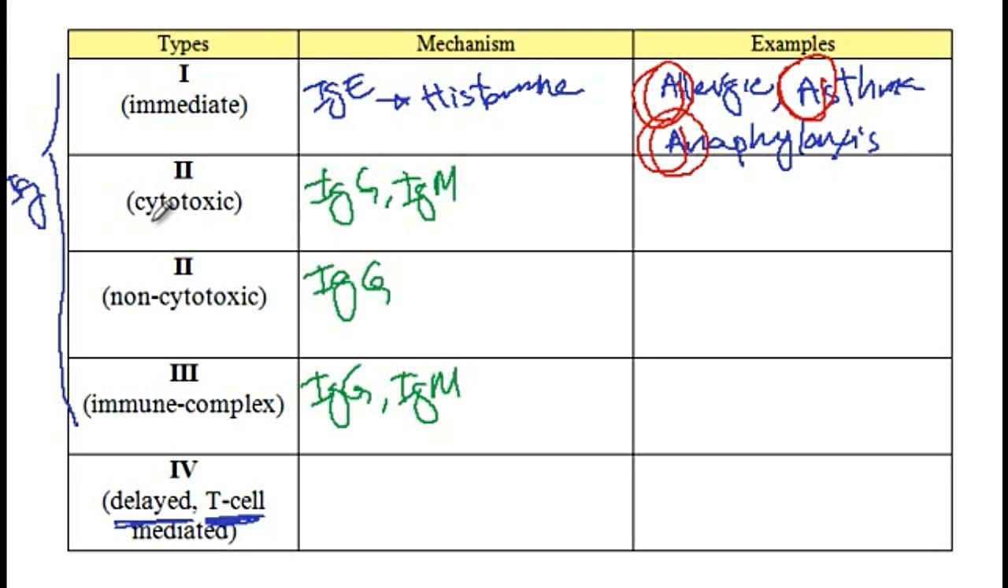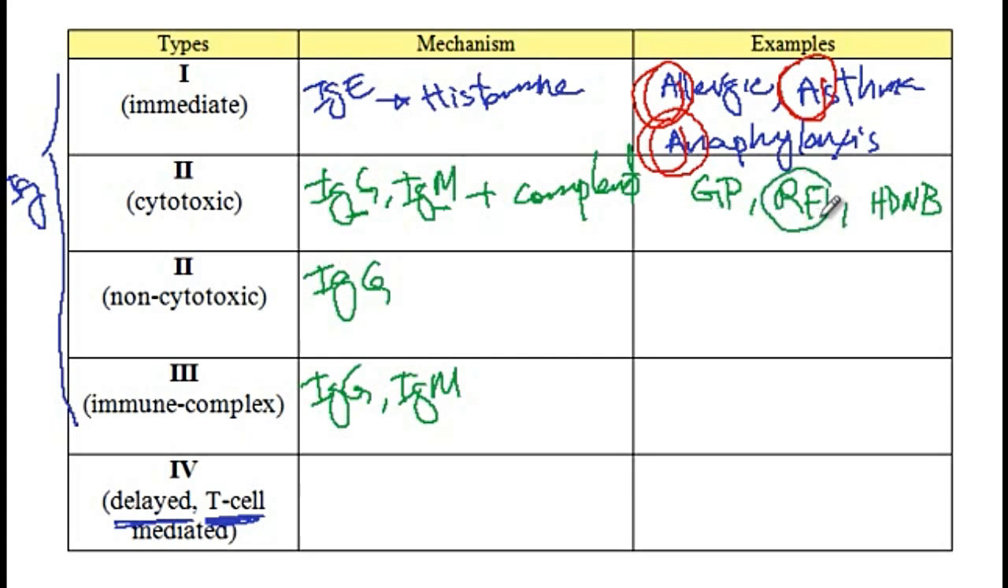So in the second type, it can be divided into cytotoxic or non-cytotoxic subtypes. And in both forms, there are antibodies that are formed against the cell surface antigens. So the IgG and IgM antibodies are capable of activating the classic pathway. And in the cytotoxic hypersensitivity reaction, there is a complement activation, while in the non-cytotoxic type, there is no complement activation. And the examples of cytotoxic hypersensitivity include the Goodpasture syndrome, rheumatic fever, as well as the hemolytic disease of the newborn.